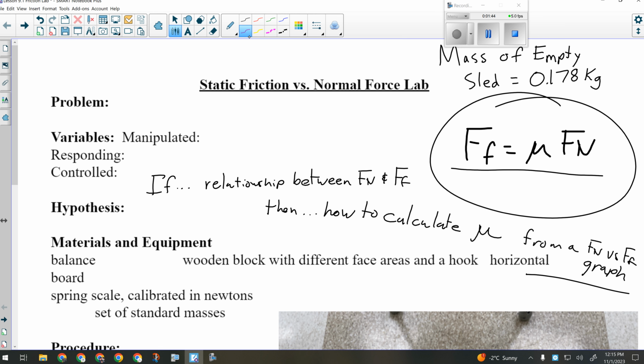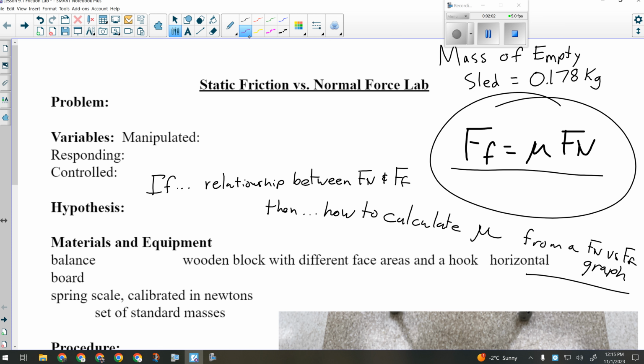So we're going to be measuring some other things, but those are the two main ones. There's probably more than one responding variable in this lab, but the most important one is one of those two. And obviously the other one is the manipulated, so you have to figure out which one's which.